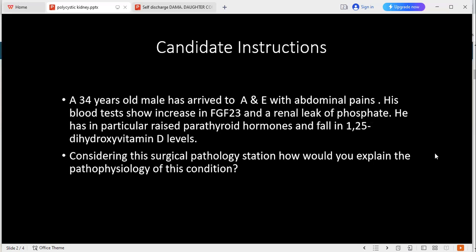Okay, this polycystic kidney disease can also be associated with other pathologies. Can you mention a few? Yes, ma'am. It could be associated with liver cyst, pancreatic cyst, splenic cyst, and it could be associated with Berry aneurysm in the brain and mitral valve prolapse. Mitral valve prolapse, yes, ma'am.